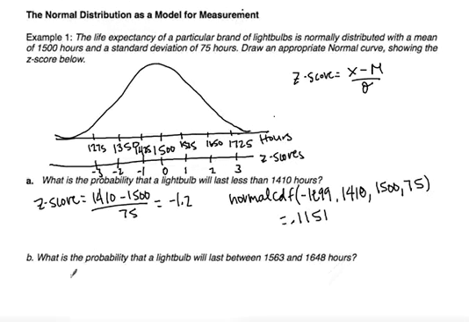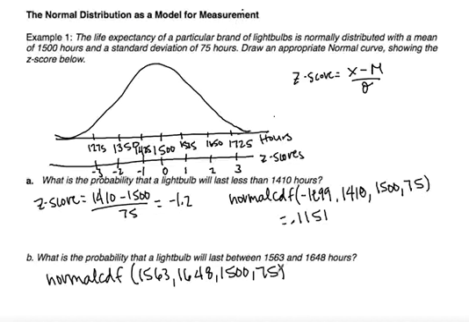What is the probability the light bulb will last between 1,563 and 1,648 hours? So for this one, we can do normal CDF again. This time our lower bound is 1563. Our upper bound is 1648. Our mean stays 1,500. And our standard deviation stays 75.